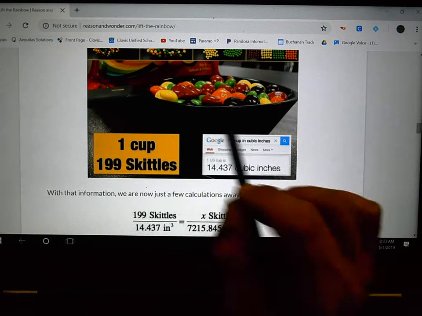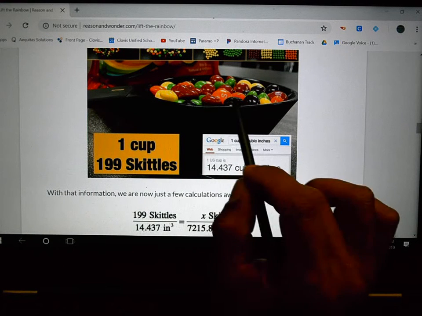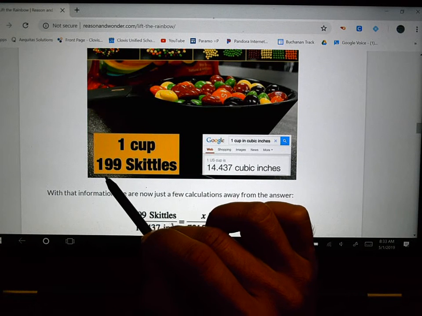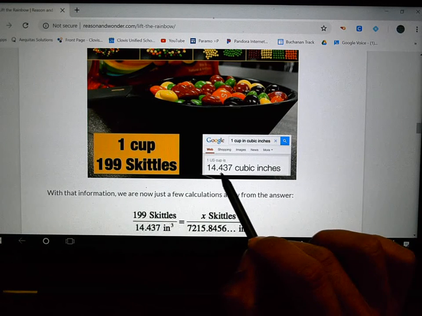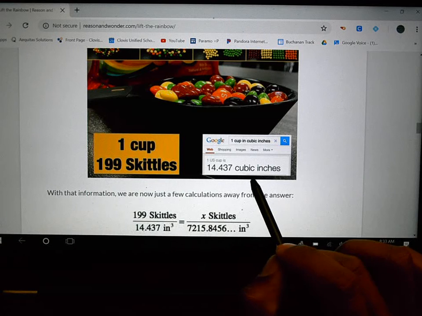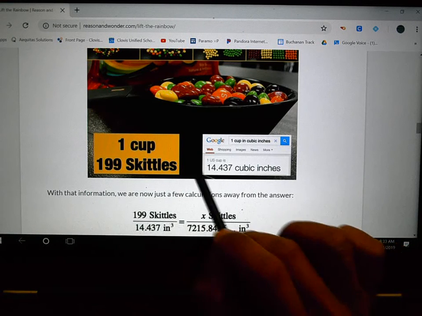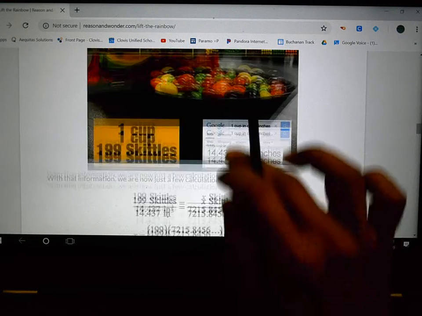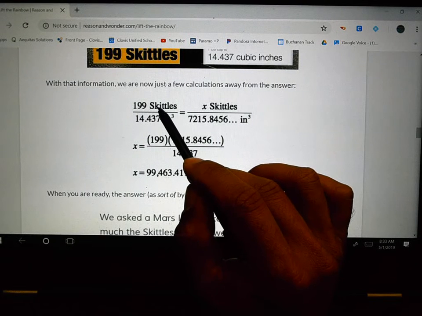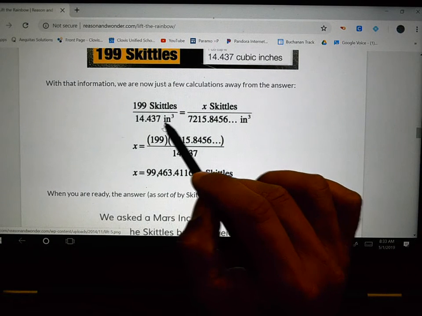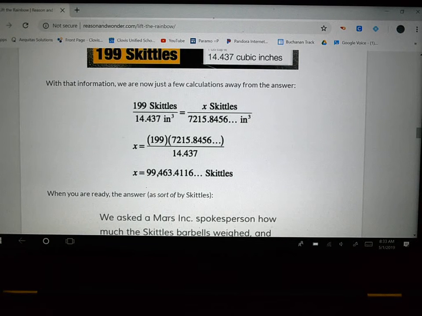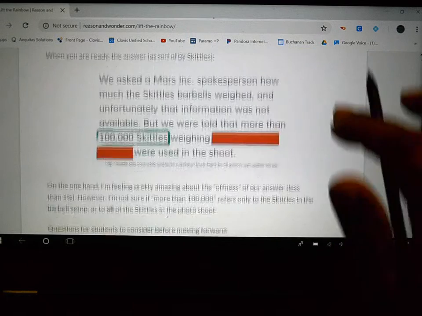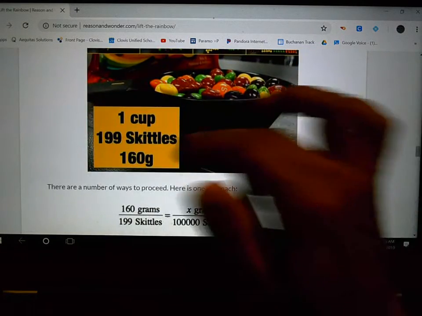If you want to know how much a cup of Skittles is, here's 1 cup. It's 199 Skittles. We wrote that down. It also takes up this amount of cubic inches. That's important for us to know. We're going to be dealing a lot with proportions. If you know how many Skittles are in this many cubic inches, and if you know how many cubic inches are inside those 2 cylinders, then maybe you can set up a proportion to figure that out.